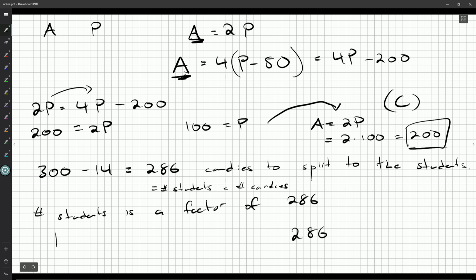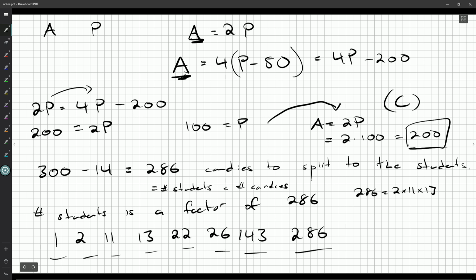I know 1 and 286. 2 is definitely a factor. 143, and that's going to be 11 times 13. So those are possibilities. We'll also have 22 as a factor and 26 as a factor. And that should be it, because 286 is 2 times 11 times 13. So we should get 8 possible factors: 1, 2, 3, 4, 5, 6, 7, 8.